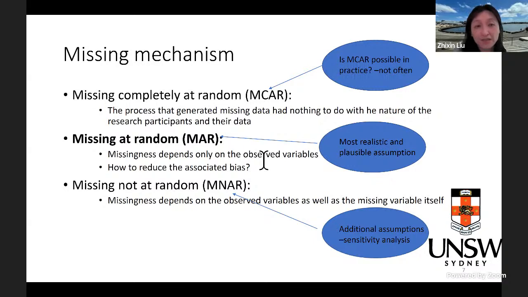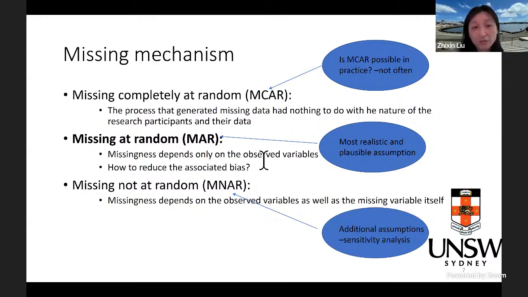The second is called missing at random, MAR. So the missing is not totally random, but it depends on the variables we observed, available from our study. Conditional on those observed variables, the missing is then at random. So this is the most practical and realistic assumption, and a lot of our missing data strategies are based on it.